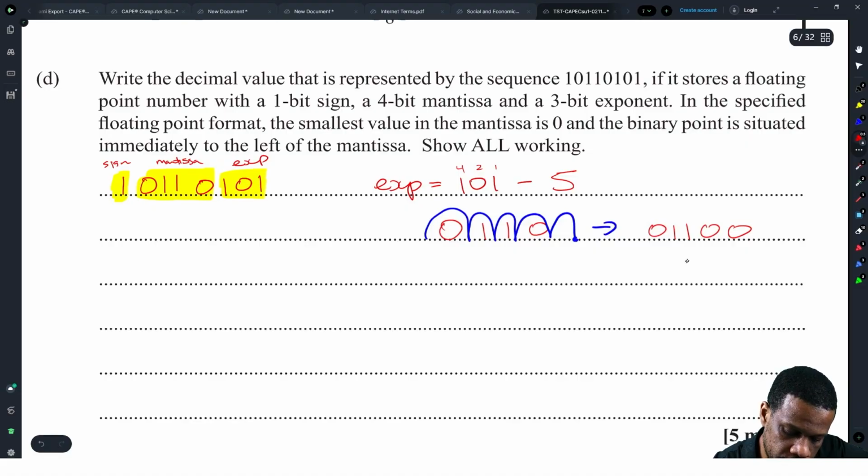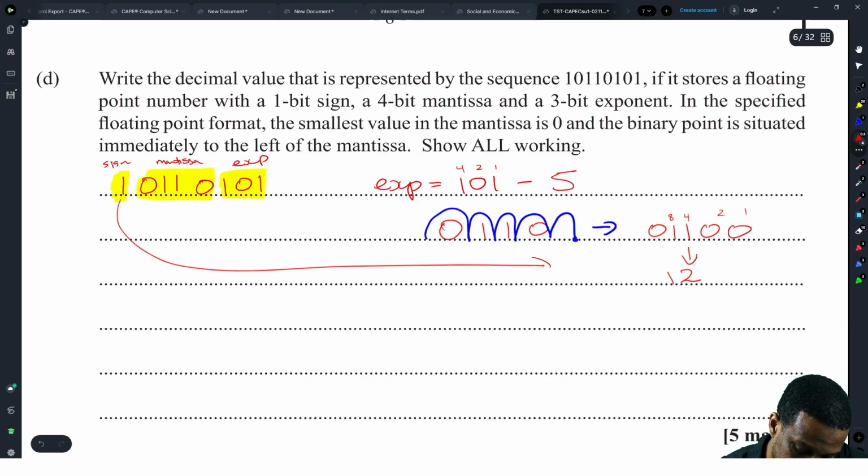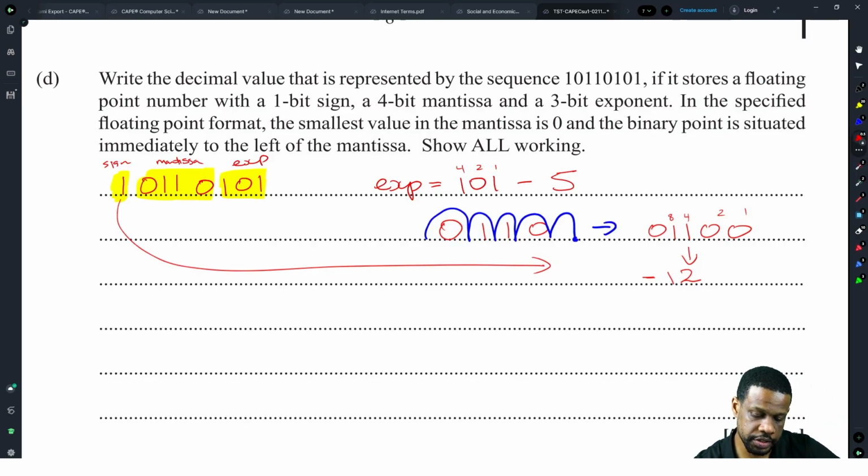And now we have to convert that to a decimal number, which will be 1 2 4 8, 8 and 4 is 12, so we should get 12. And because the sign was negative, it'll be negative 12. It's not even a decimal, it's basically just a number. So negative 12 is the answer.